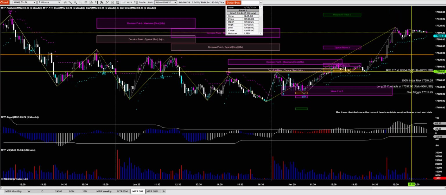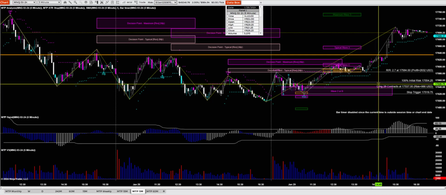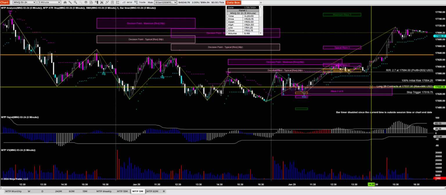Now these are micro contracts. It's saying go long 28 contracts, but that's going to be based on your account size, and you could go long 1 if you want to, or 5 or 10 or whatever you want. But that's just what it's recommending, the way that it manages your money. So take that with a grain of salt or follow it to the letter of the law. However you want to approach that, that's fine.